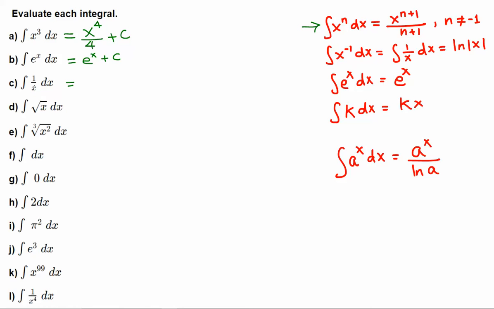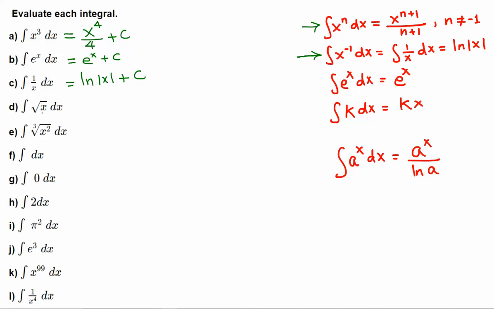Next, 1 over x. In fact, 1 over x is the same as x raised to -1, but for -1 this power rule does not work. There is a special rule for that, and we know that the derivative of natural log of x is 1 over x. So the antiderivative of 1 over x is the natural log of the absolute value of x, with the absolute value because natural log is defined for positive values only, plus C.